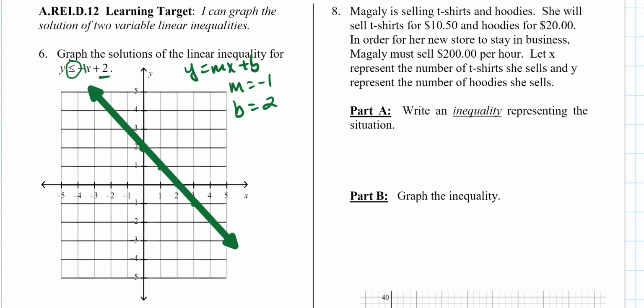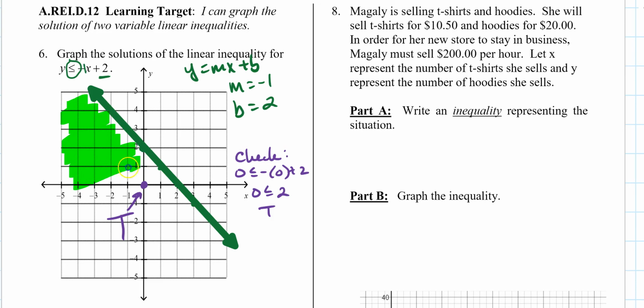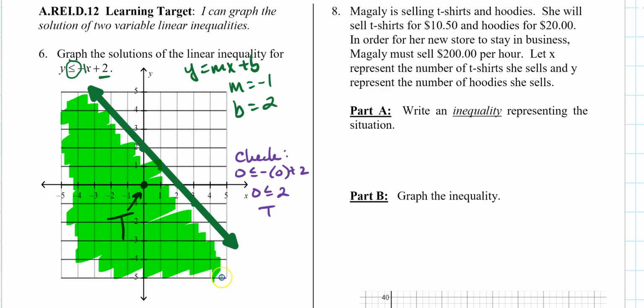And then we have to check a point so that we know which side to shade. Well, the easiest point to check is going to be 0, 0 right there. So we're going to check it. We're going to plug in 0 for y. So 0 is less than or equal to negative 0 for x plus 2. We end up with 0 is less than or equal to 2. That is true. That means that point is true, which means everything on that side of the line is true. So I'm going to shade on that side, and I get that.